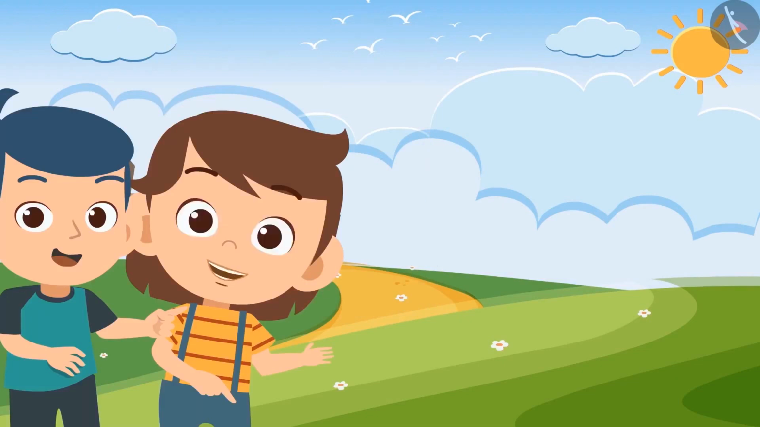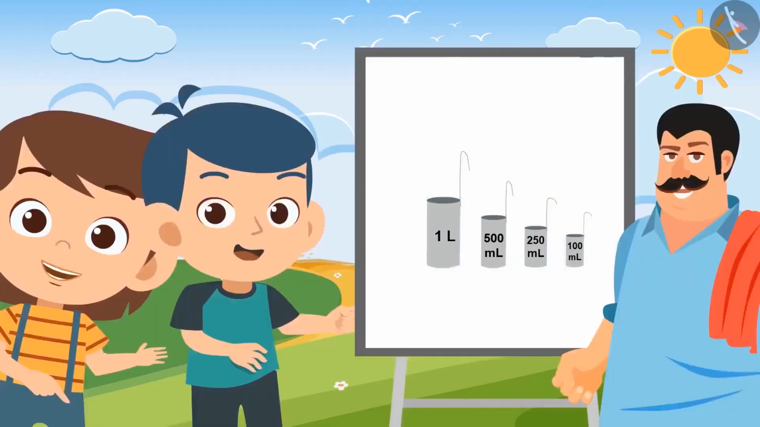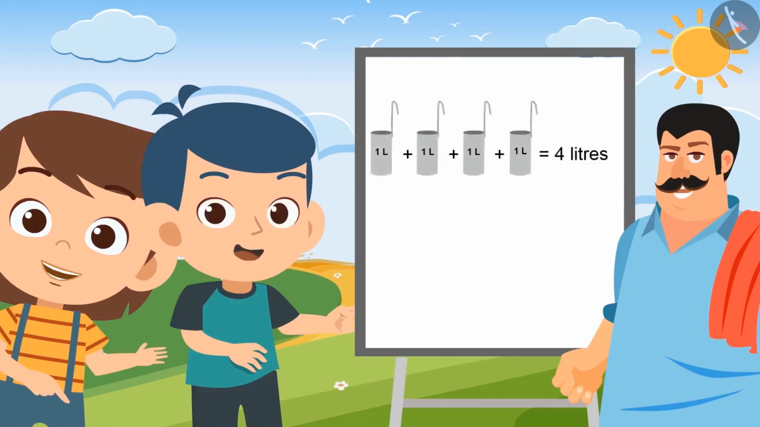Look, Bholu, the milkman has 4 vessels. The largest one is of 1 liter, then 500 ml, then 250 ml, and then the smallest one is of 100 ml. Brother, which vessel will you use to give 4.5 liters of milk? I will use the 1 liter container 4 times to measure 4 liters of milk and the 500 ml container to measure the rest, half a liter of the milk.